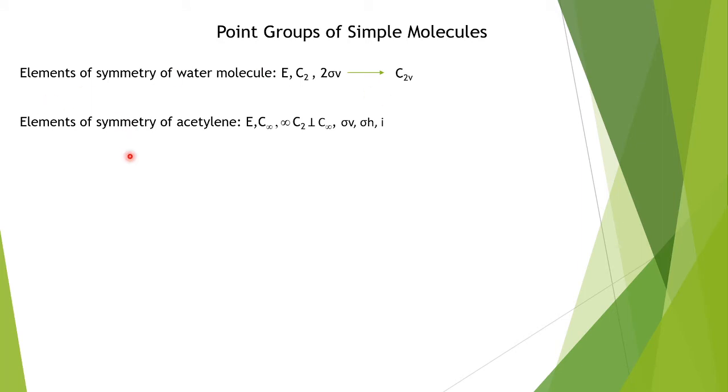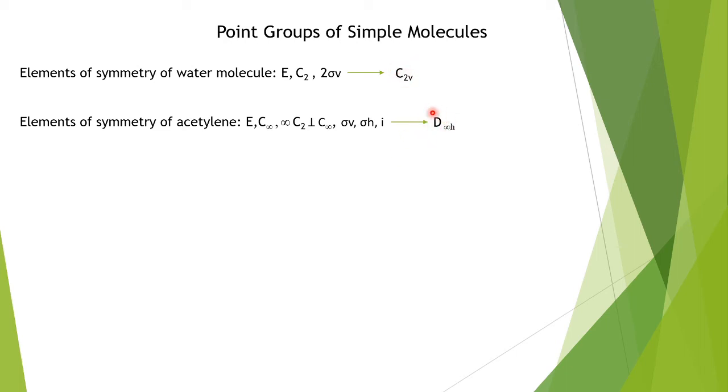The next molecule you need to study is acetylene. We already know that it has identity element E, C infinity, and infinite C2 axes perpendicular to C infinity. Then we have a sigma v plane, a sigma h plane and a center of symmetry. Then that molecule belongs to D infinity h. Almost all the simple molecules belong to capital C.